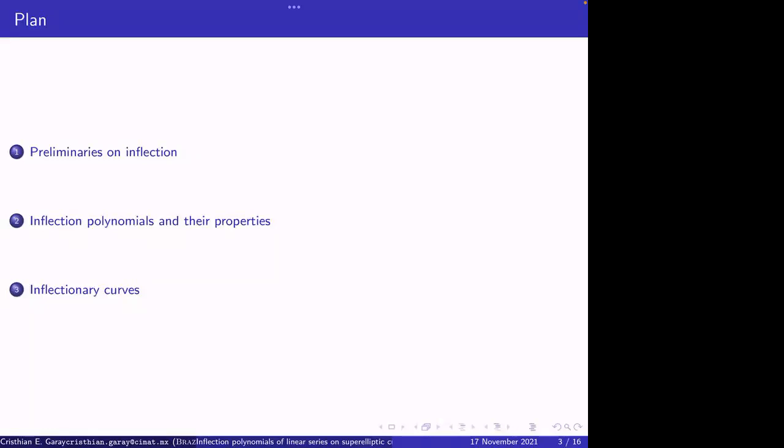I have mainly three sections. The first one is to introduce some concepts about the inflection. The second one is to give you explicitly which are the inflection polynomials and some properties of them, and then talk a little bit about inflectionary curves. That's to say when we make our family dependent on just one parameter.